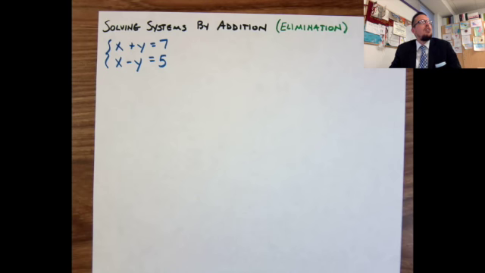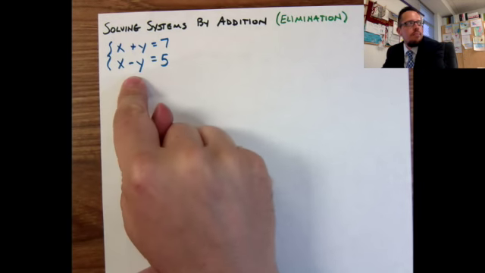So how can you tell just by looking at a set of equations whether or not addition is a smart way to do it? Do you have two variables that are exactly the same except one's positive and one's negative? And in this one, yes we do, positive y and negative y.